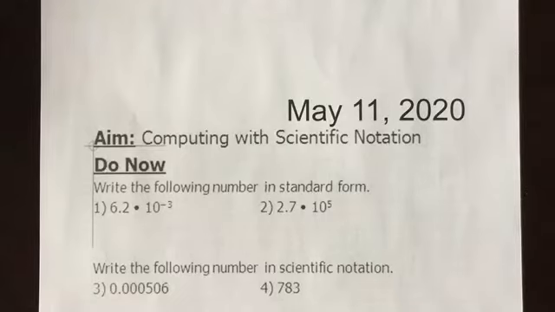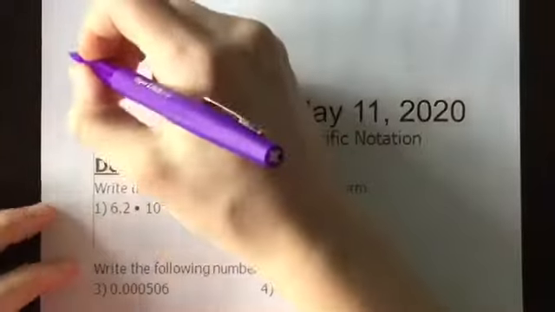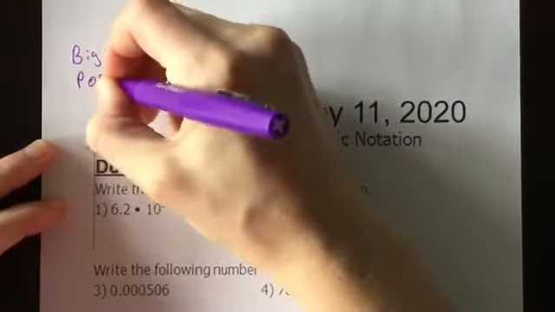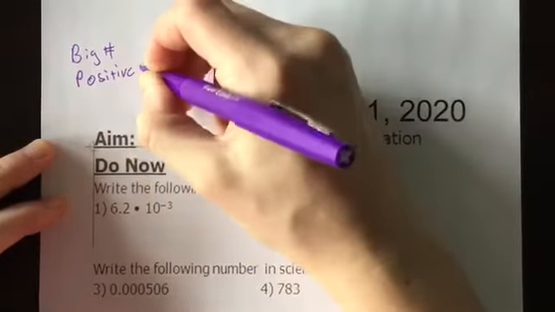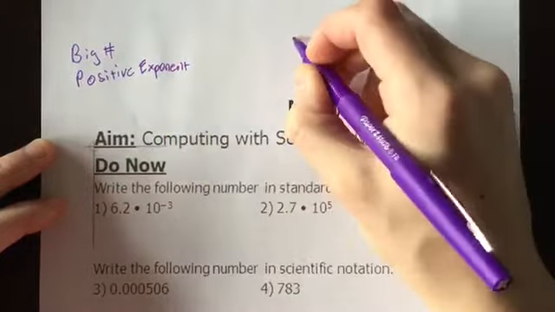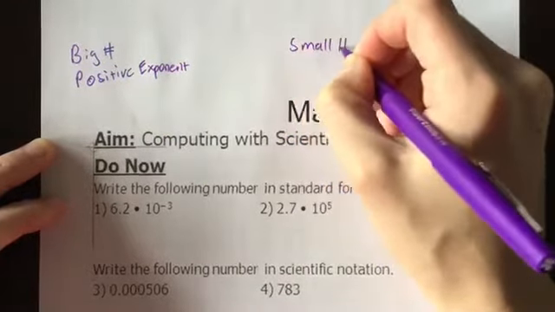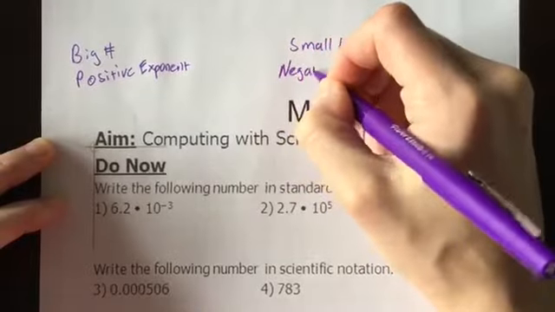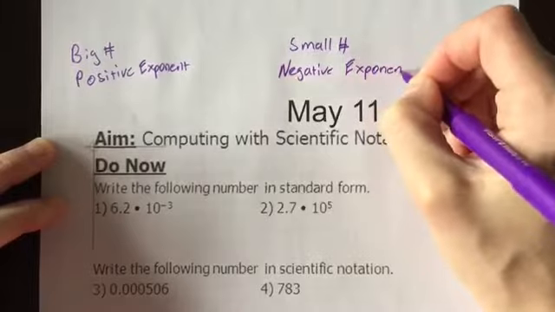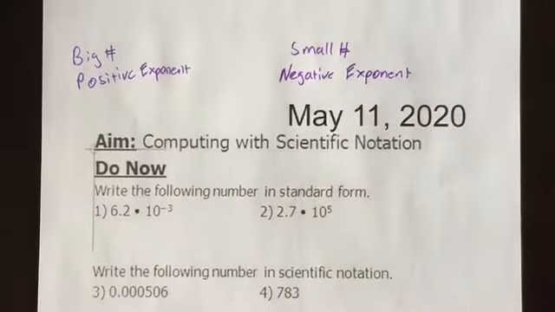With our do now this morning, we're going to get a nice review of converting from scientific notation to standard form and standard form to scientific notation. One of the things I want to remember is that a big number is a positive exponent. So a big number is going to have a positive exponent in scientific notation and vice versa, and a small number is going to have a negative exponent in scientific notation. Okay, and that's going to help me as we convert from one to the other.